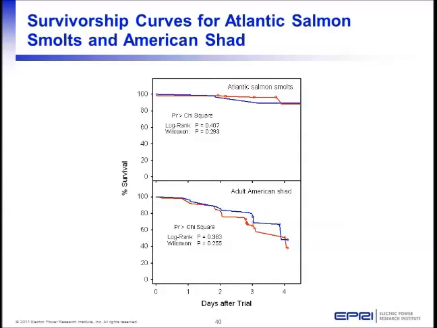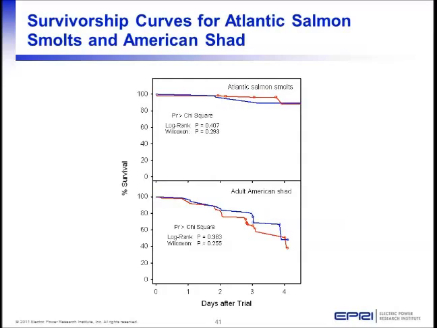Next slide. This slide shows the survival over time for the two groups of two species of fish that were tested, Atlantic salmon on the top and American shad on the bottom. And after 4 days of being held, the survival for the test fish and the control fish were indistinguishable statistically. And that was for Atlantic salmon smolts passing downstream through the flume, and in the case of adult American shad, fish migrating upstream through the flume. In terms of the speed with which the Atlantic salmon smolts passed through the flume, there was essentially no difference with the turbine in place and out of place.